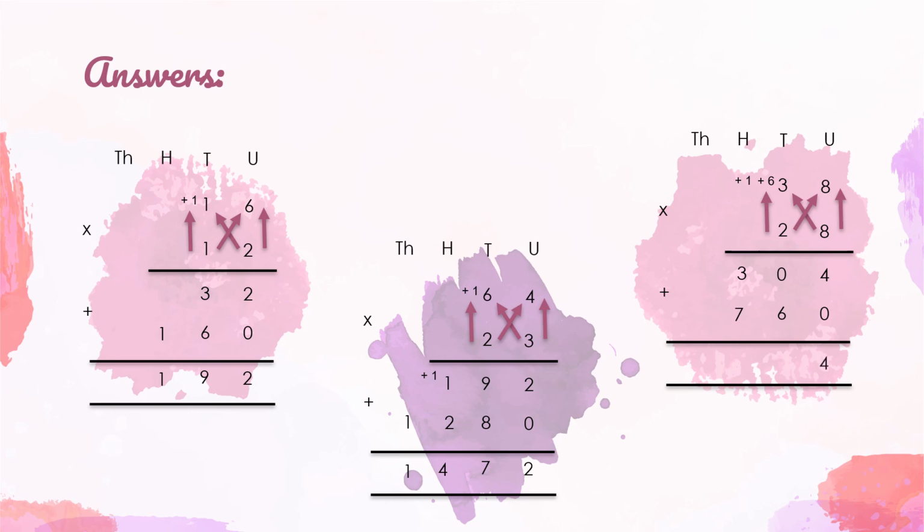Start from the units column. 4 plus 0 is 4, 0 plus 6 is 6, and 3 plus 7 is 10. It's a 2-digit number, put down your 0, carry your 1 to the thousands column. There's nothing else to add, so your final answer is 1,064.